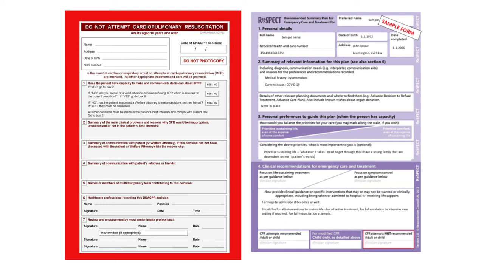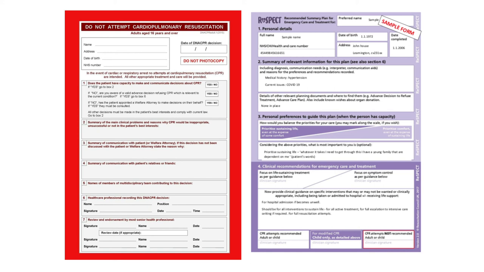Advanced care planning may include choosing where the patient would want to be cared for at the end of their life, which treatments they may choose to refuse, appointing someone legally to make decisions on their behalf in the event that they lose capacity, and noting their wishes and preferences. The RESPECT form is a type of advanced care plan. RESPECT stands for Recommended Summary Plan for Emergency Care and Treatment.